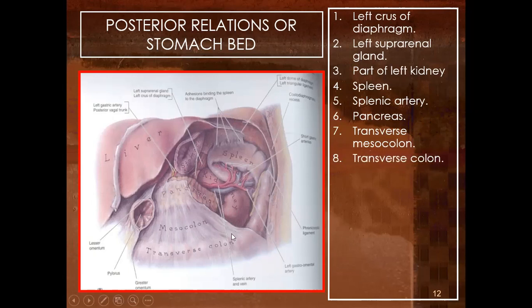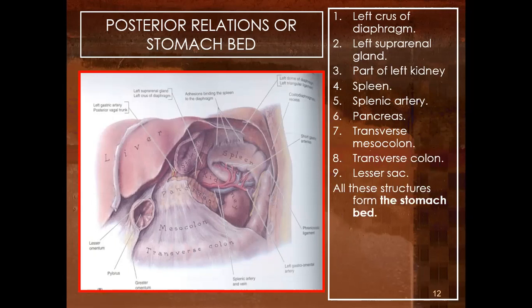So here this is the pylorus. Okay, this is the transverse colon, and this is the transverse mesocolon, which is on that. All this forms the stomach bed, and even the lesser sac, the cavity behind the lesser omentum, is called the lesser sac. So all the structures form the stomach bed.